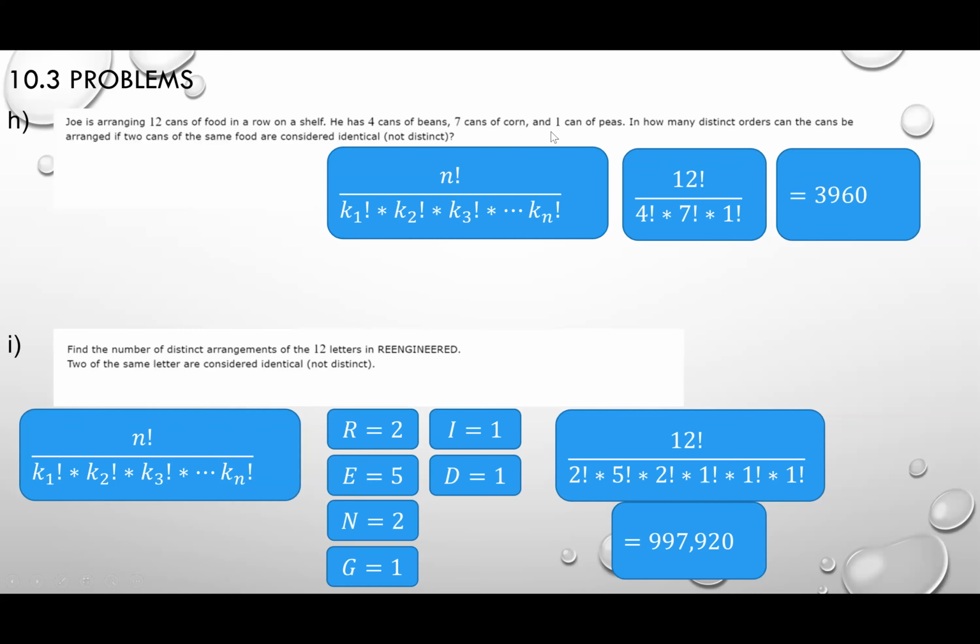In terms of this, the 4, the 7, the 1, we have to identify how many times each item is repeated: the OR repeated 2, the E repeated 5, the N repeated 2, and the G is 1, the I is 1, and the D is 1. And if they have the word Mississippi, the M is 1, the I is 4, the S is 4, and the P is 2. Those are your repeated items.